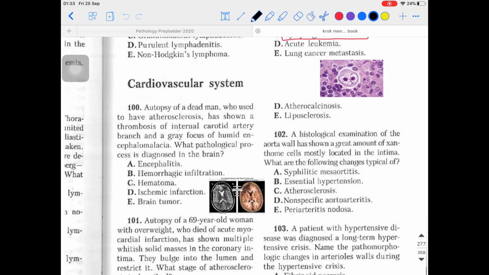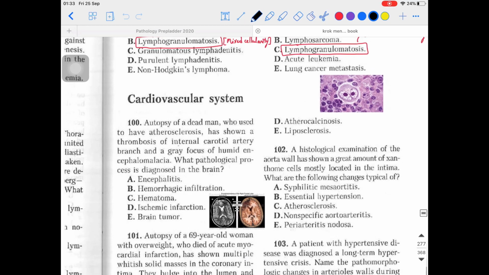So in this video we are going to start with the cardiovascular system. So let's dive into it.